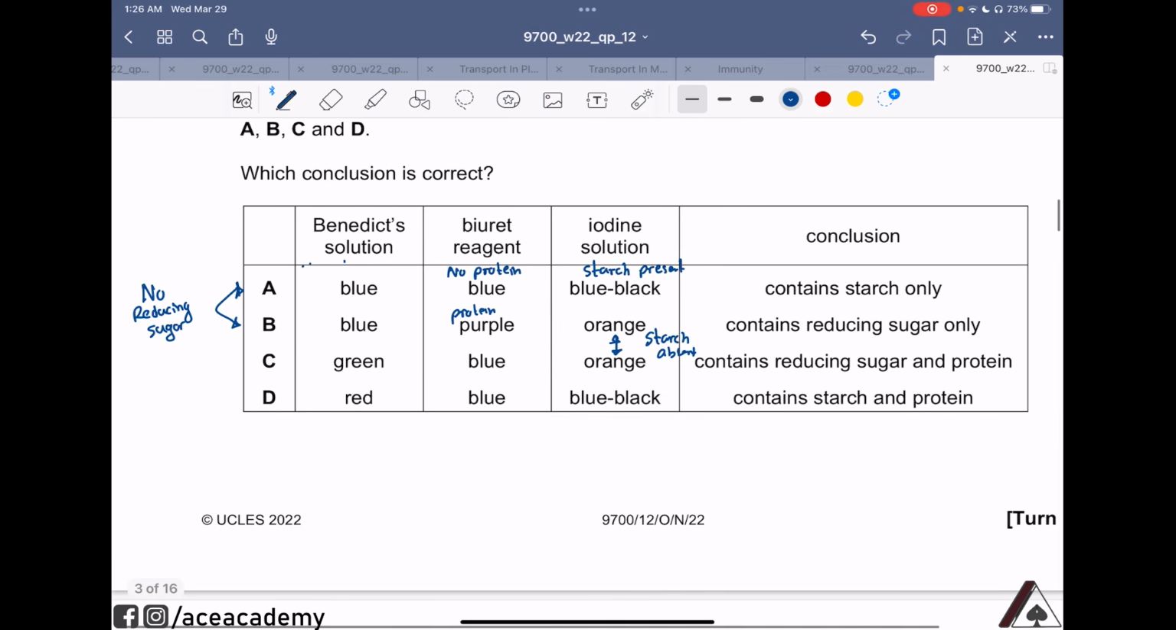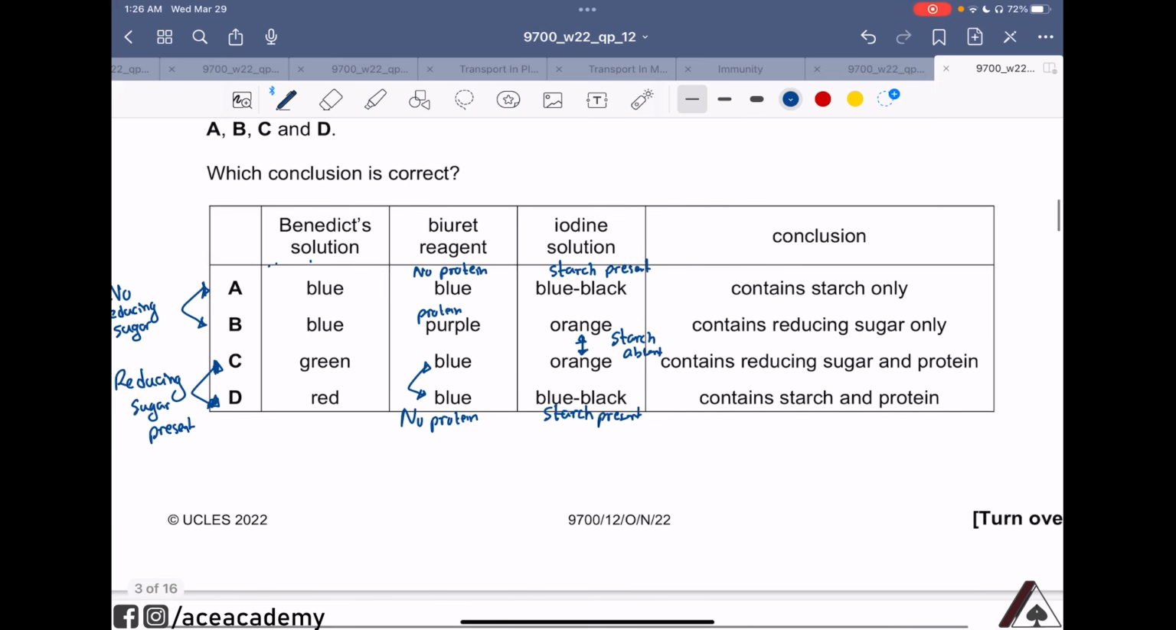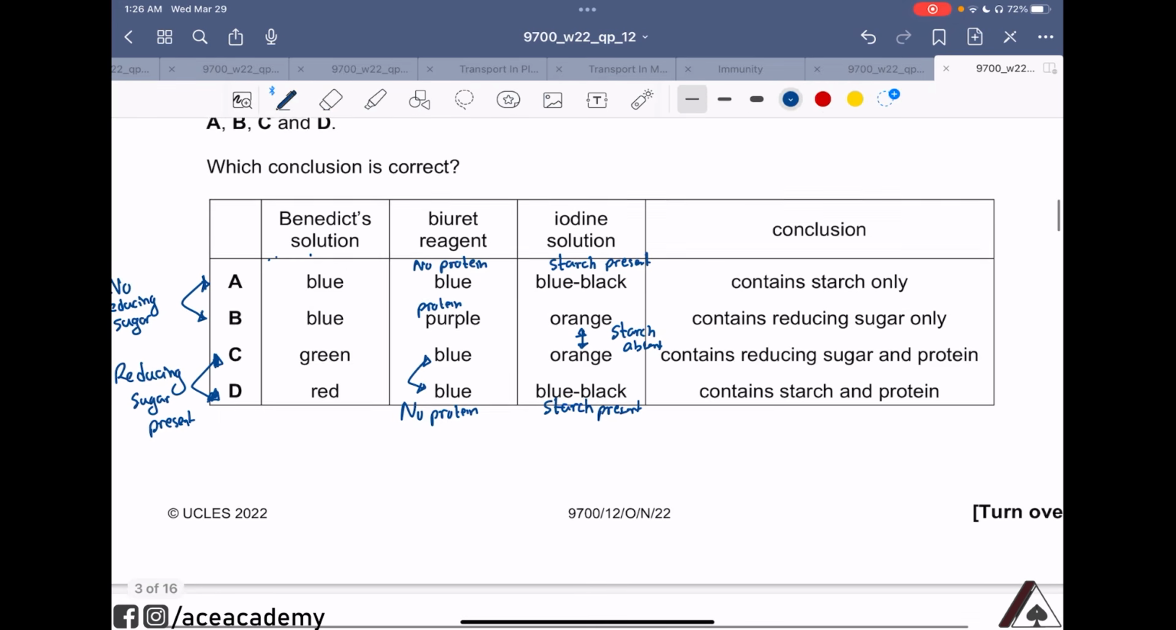Again, no protein in these two, starch present in B, and reducing sugar present in C and D. So overall, A contains starch only. This is correct.